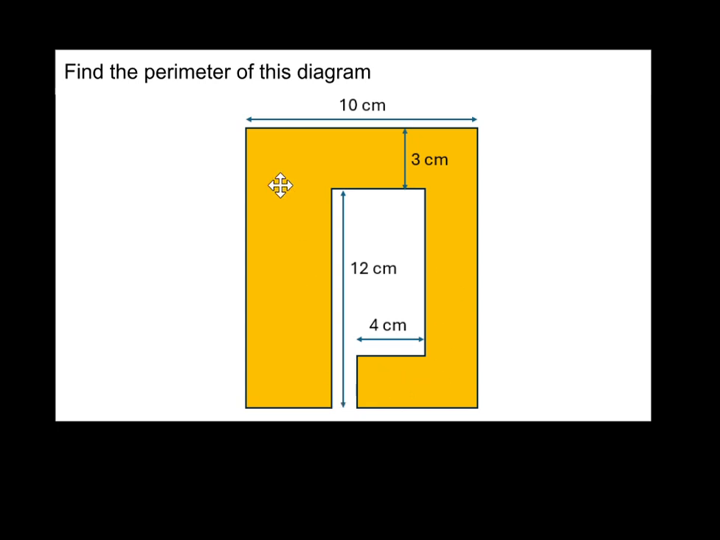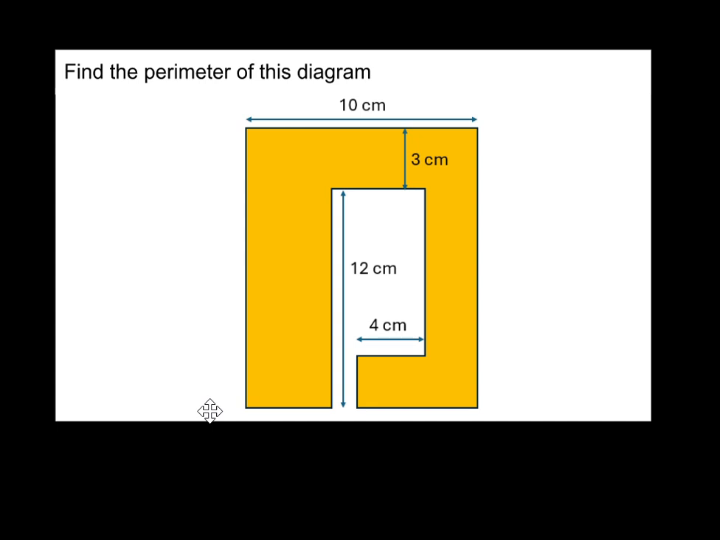Okay. You are given the dimension for certain sides. For example, there's a 10 centimeter on top. It's a 3 centimeter for the thickness here. Okay, there's also a 4 centimeter here and a 12 centimeter here. So what you are supposed to do is to find the perimeter of this whole object itself. Okay, these are the perimeters which I outlined.